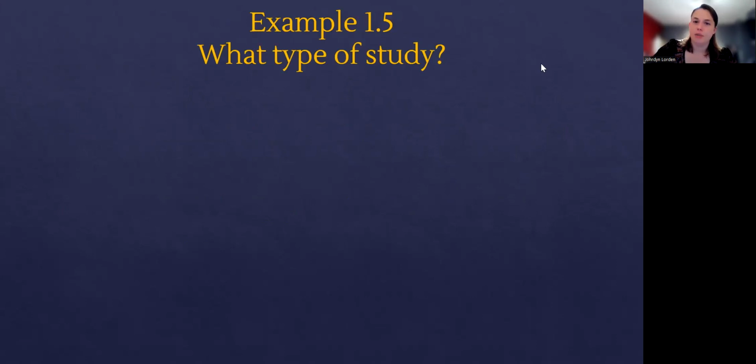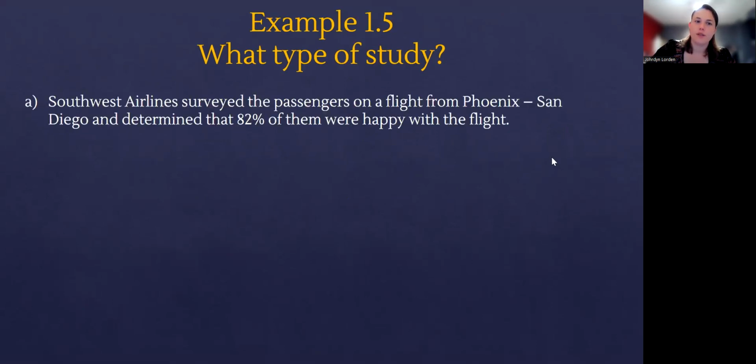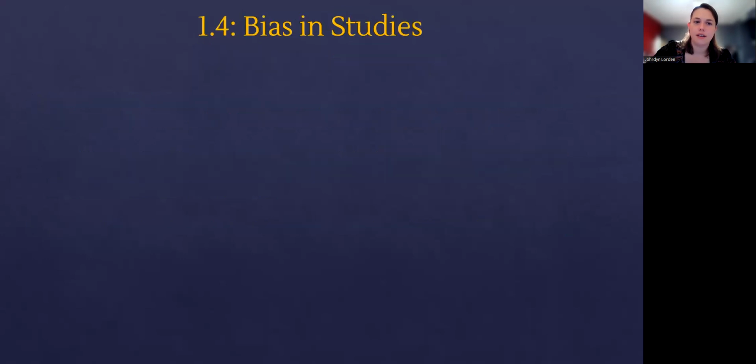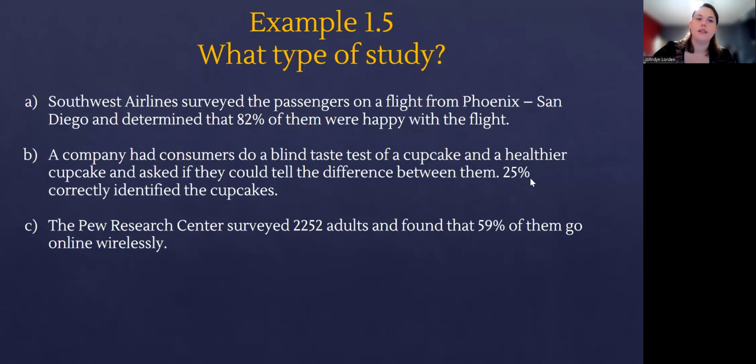So what type of study would you say these are? The first one: Southwest Airlines surveyed passengers on a flight from Phoenix to San Diego and determined that 82% of them were happy with the flight. Go ahead and pause and see if you can answer that question. All right, so for problem A, that would be observational. They were already on the flight, and then you're seeing what their response is.